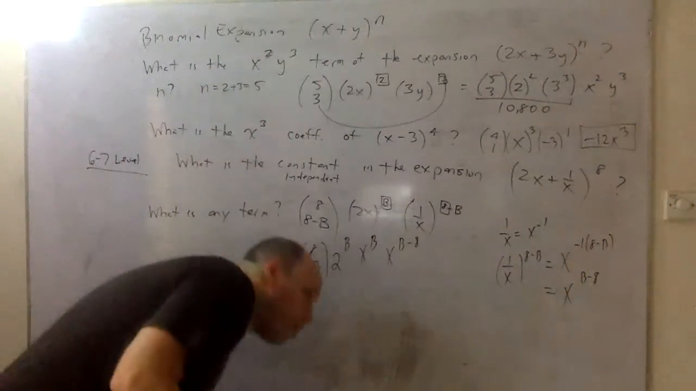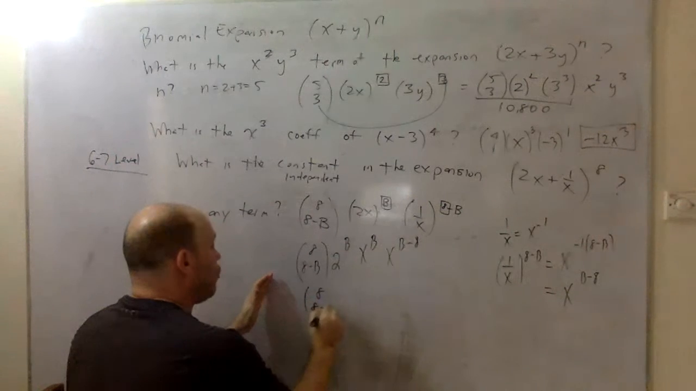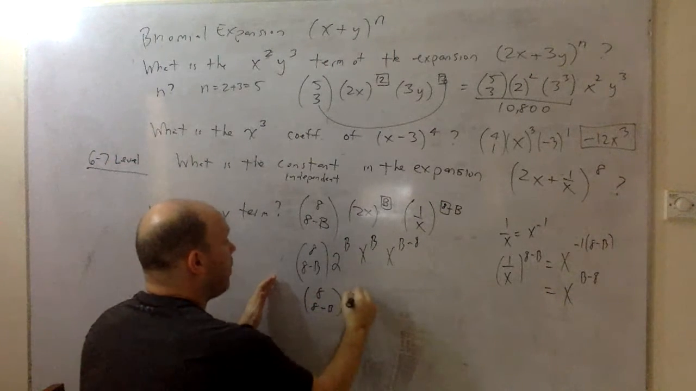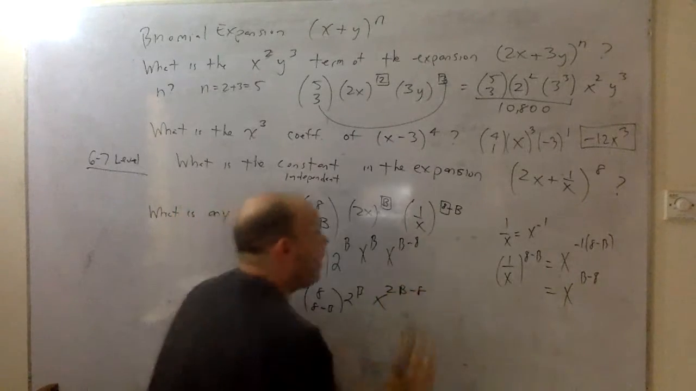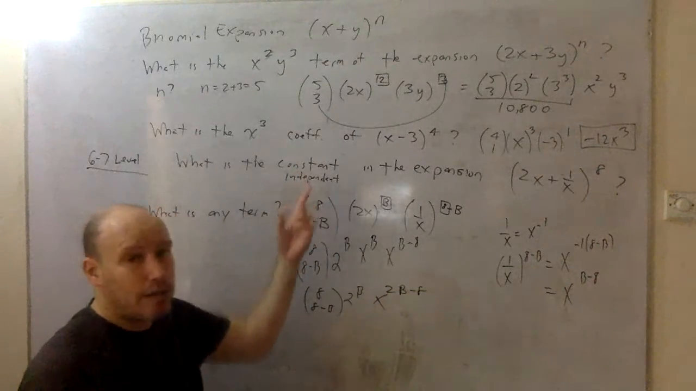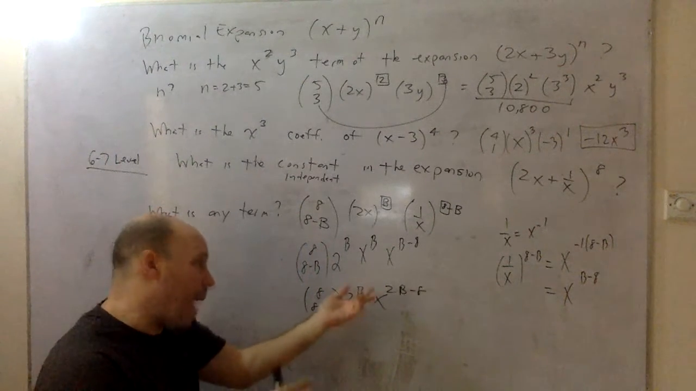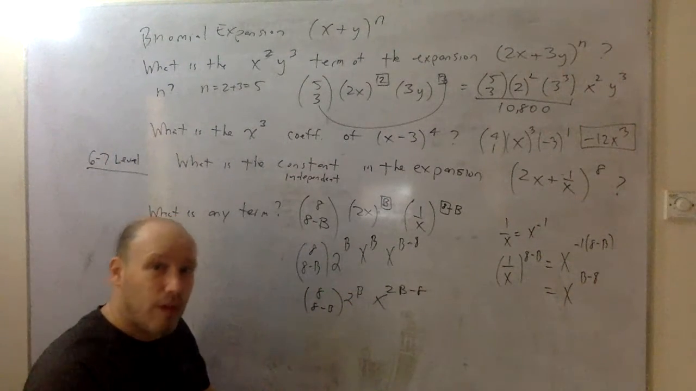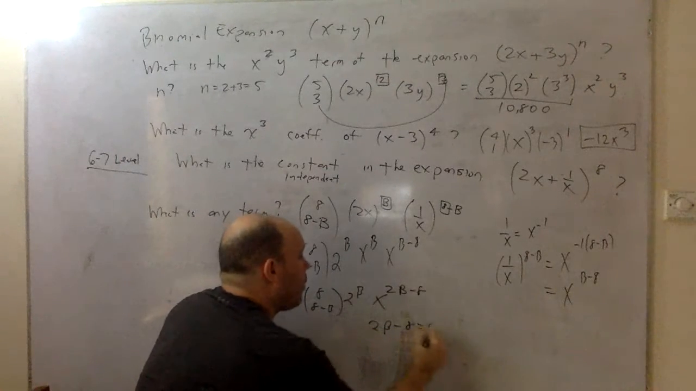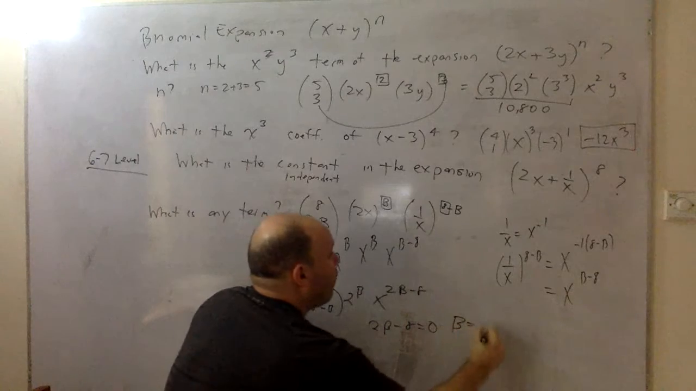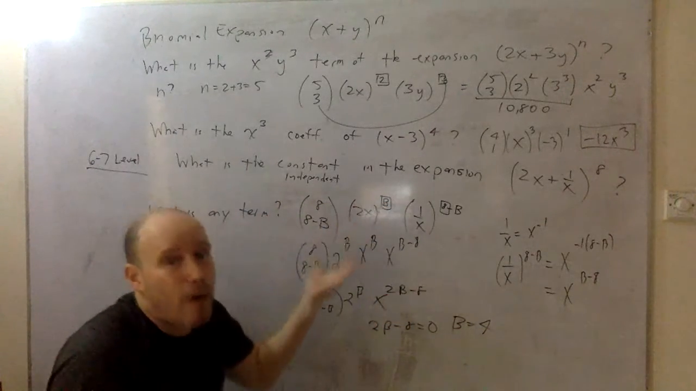Nice. So we have this. We have our 8 choose b, we have our 2 to the b, and we have x to the 2b minus 8. Well, I'm looking for the constant term. So what must x be raised to? Good, the 0. So we're going to let 2b minus 8 equal 0. b equals 4, and when b equals 4, we're going to get our term where there's no x.